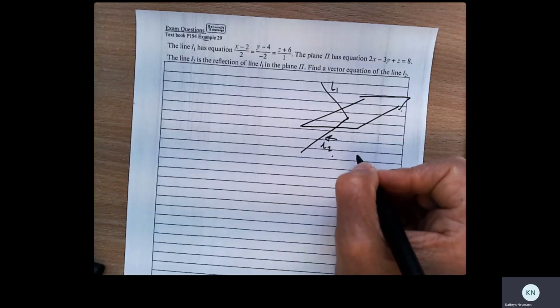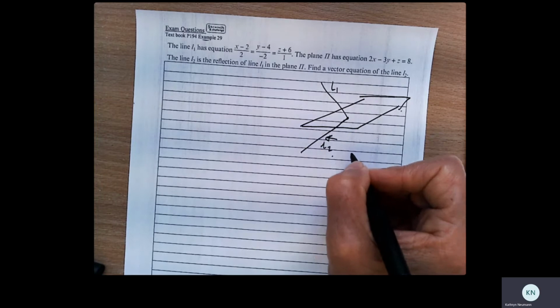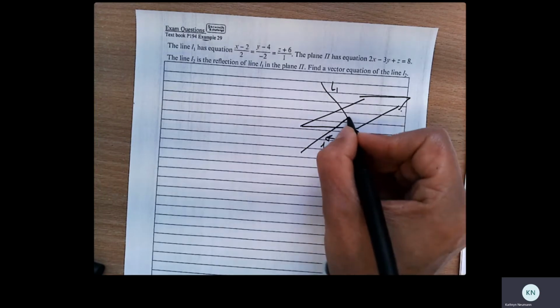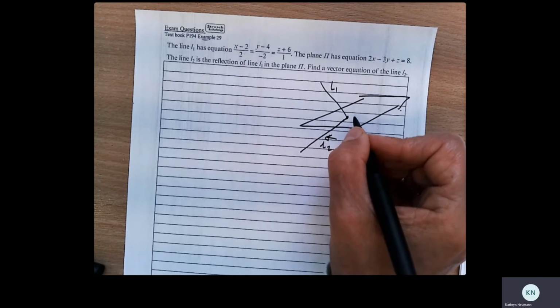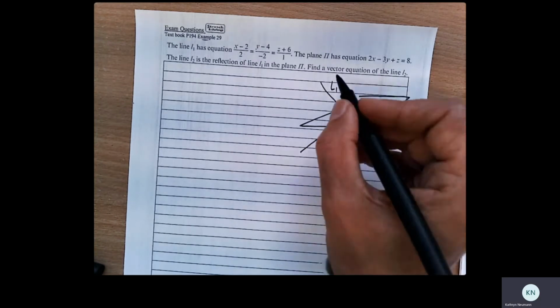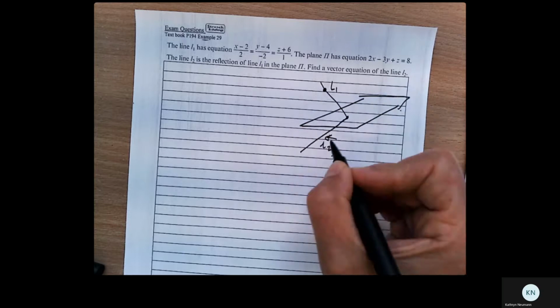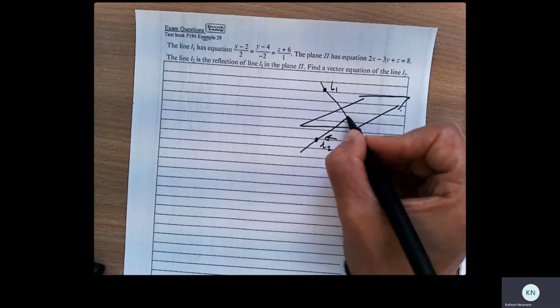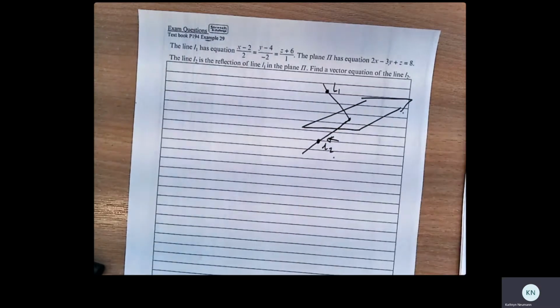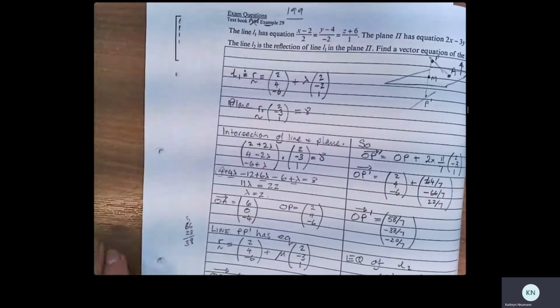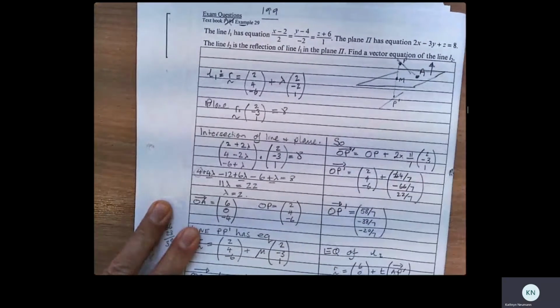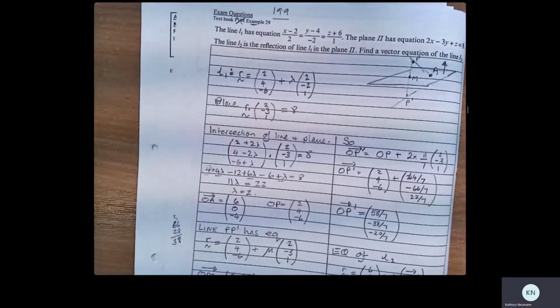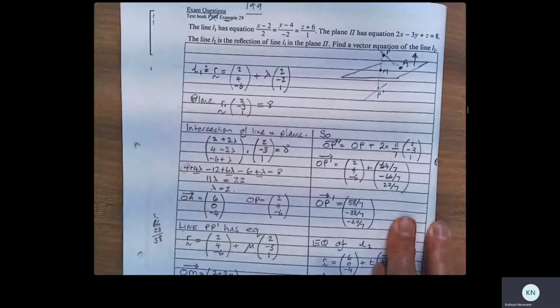So the general method for this is to find the intersection of the first line in the plane, then find a point here and find where that ends up, and then work out the equation of this line. So the solution to this is in the textbook, and here is a worked solution just to save a lot of writing. This is a difficult question, and you will take a couple of times to really get to grips with this.